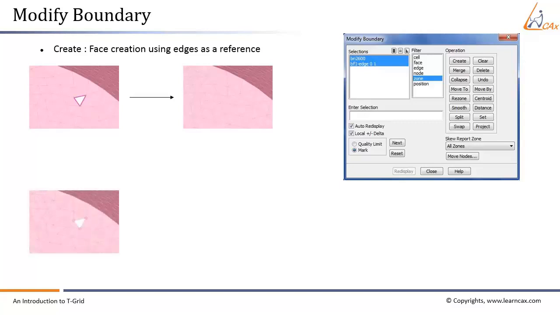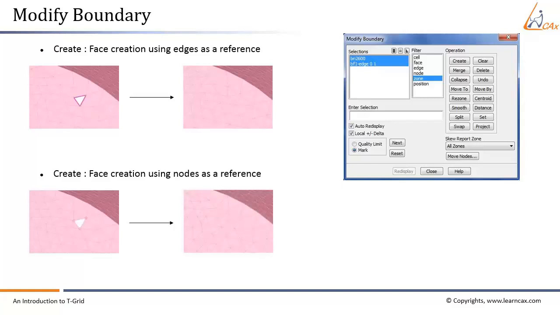The similar operation of missing face creation can be done by using nodes instead of the edges. For this, you select nodes in the filter list instead of edge. And then, again repeat the above procedure.